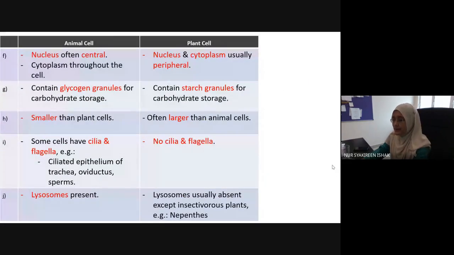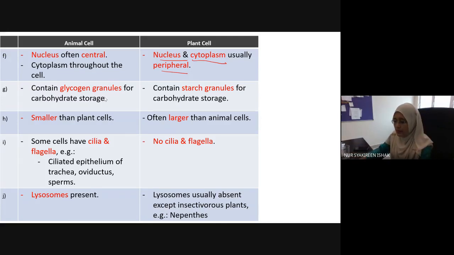So the next one is the position or the location of the nucleus. Within animal cell, they are located roughly at the center of the cell, because there's no central vacuole. But as for plant cell, because they have a large central vacuole, all the organelles within the cytoplasm and the nucleus are pushed to the side. They are located at the peripheral side of the cell, due to the presence of the large central vacuole.